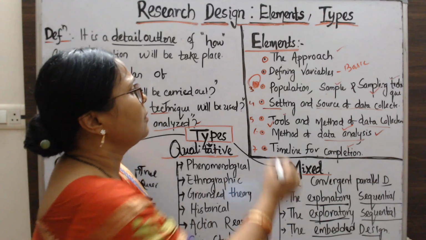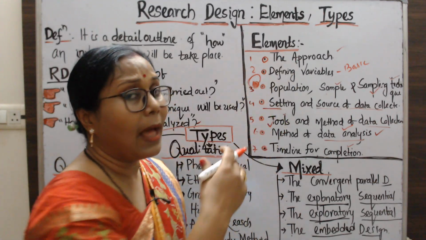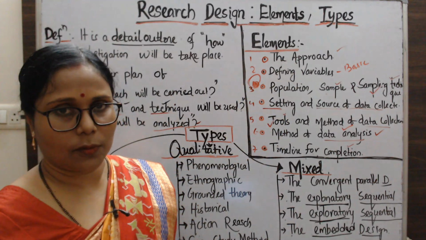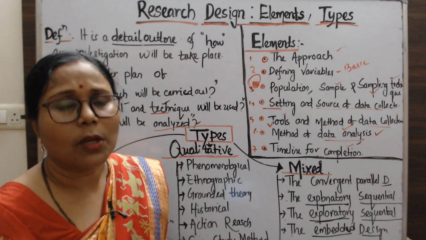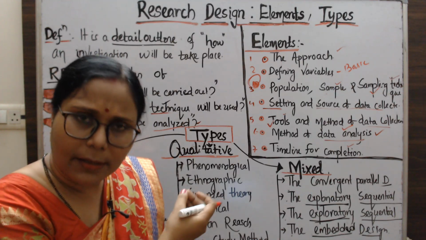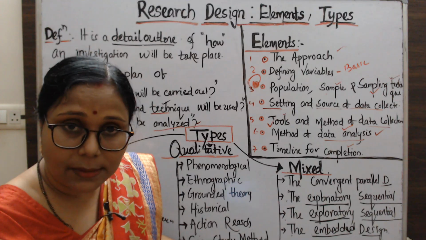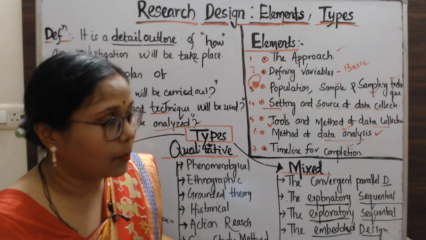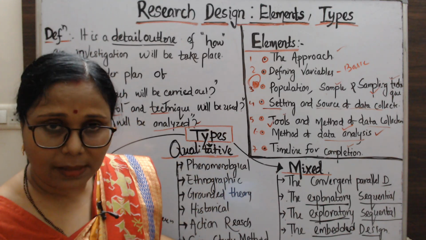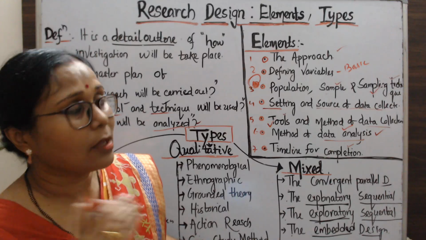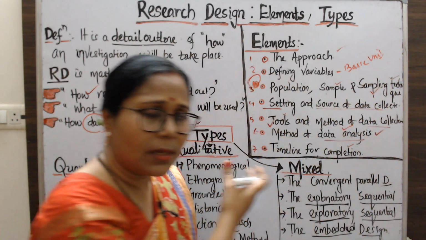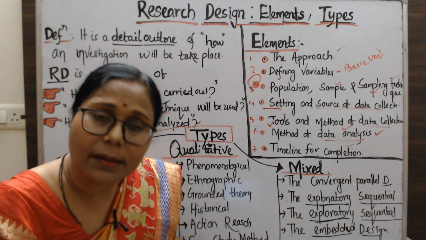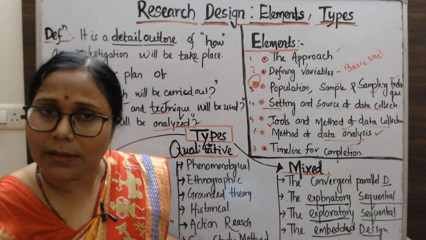First, what is the approach? The approach is a plan to investigate the research question, to get the answer to the research question. There are quantitative methods and qualitative methods. This is called the approach. Second, defining the variable. A variable is the basic unit on which you can collect data and interpret the data in your study.